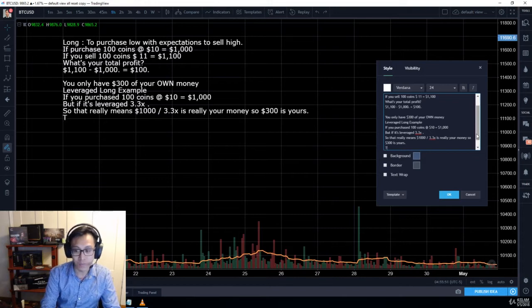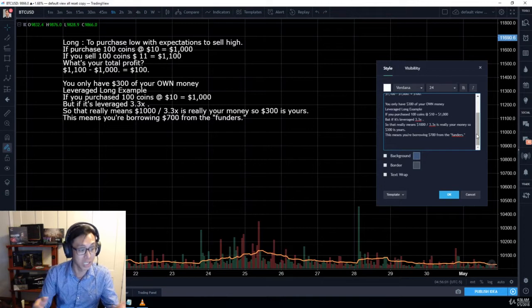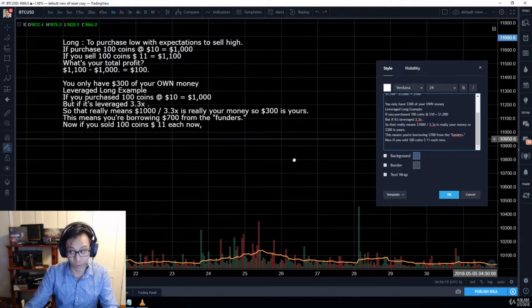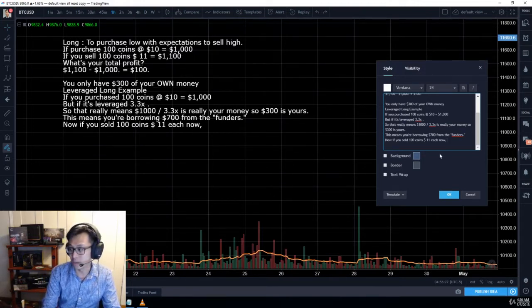So now this means you're actually borrowing $700 from the funders, right? From the funders. So say someone like me in the margin account. Because you're borrowing $700, let's say now if you sold 100 coins at $11 each, just like the above where we sold it at $11, the 100 coins here, that's equal to $1,100, I'm sure we can all agree on that.